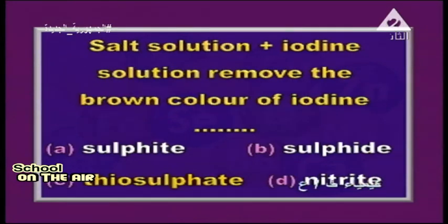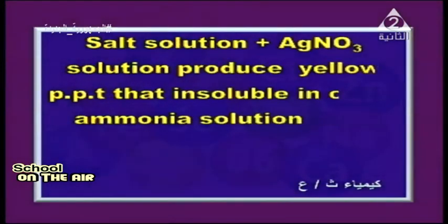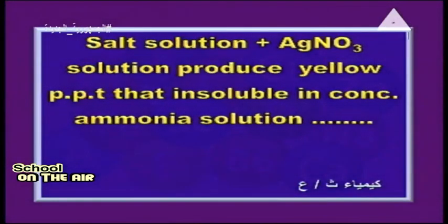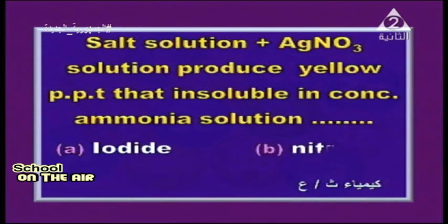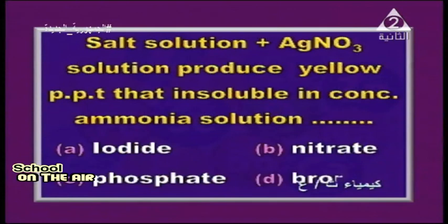Next point. Here, salt solution plus silver nitrate solution produces yellow precipitate that is insoluble in concentrated ammonia solution. This radical, is it iodide or nitrate or phosphate or bromide? If you think about it, the yellow precipitate is insoluble, yes, it will be iodide, which is insoluble in ammonia solution.